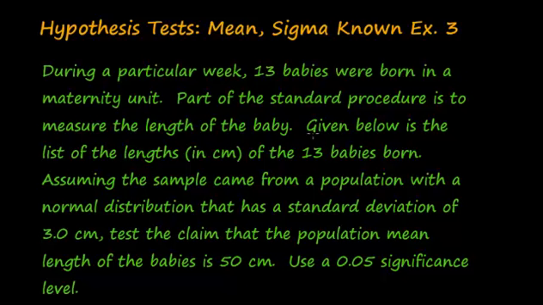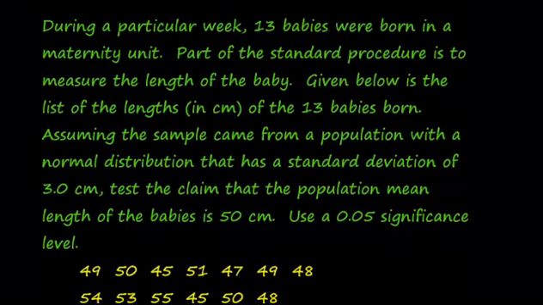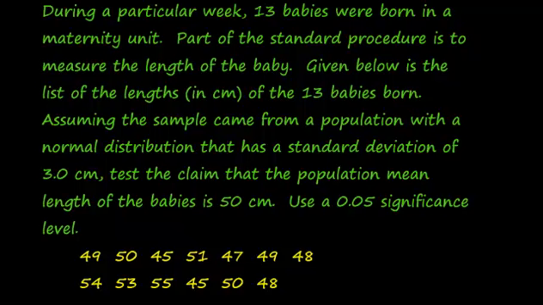Okay, so we're going to have the raw data. Let's scroll down and see that. So there are the 13 lengths from the babies. And we have a normally distributed population with a standard deviation of 3 centimeters. So let's make a note of that. So sigma is equal to 3.0. And our test is a claim that the length is 50 centimeters, which implies the equal sign. We'll use an alpha of 0.05.